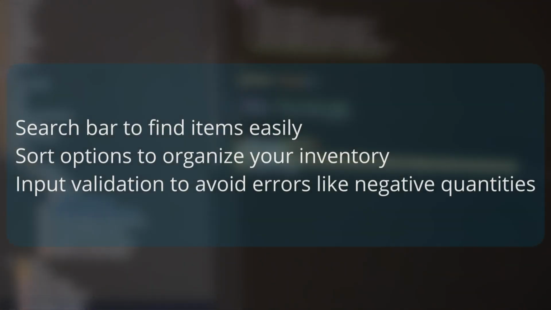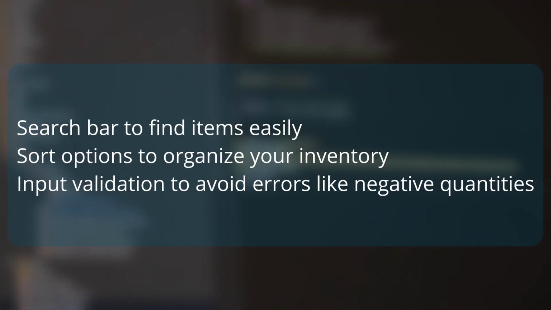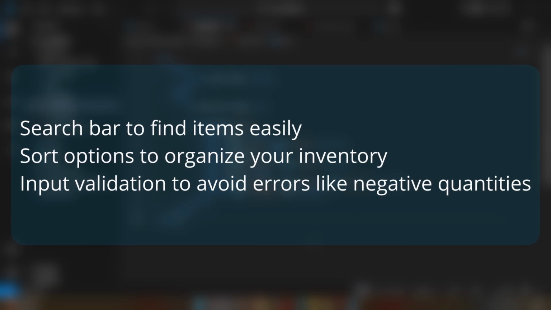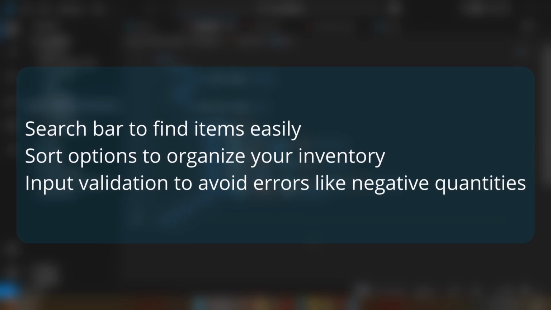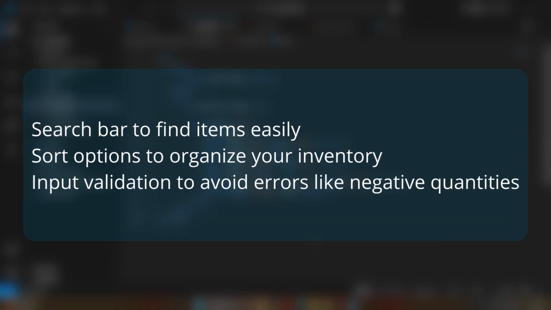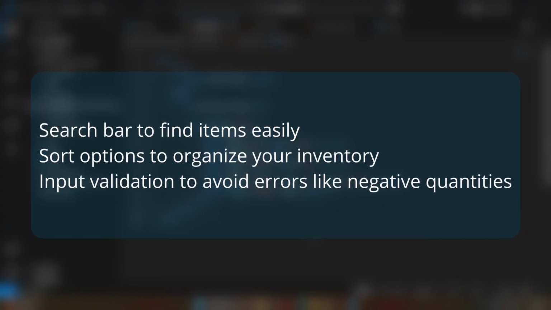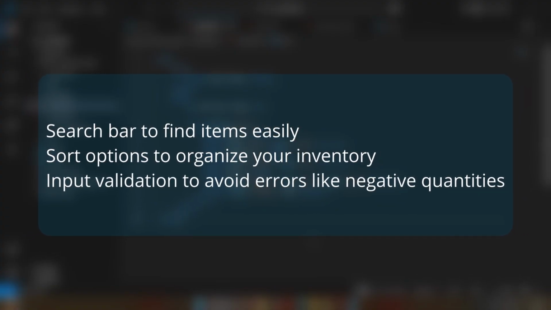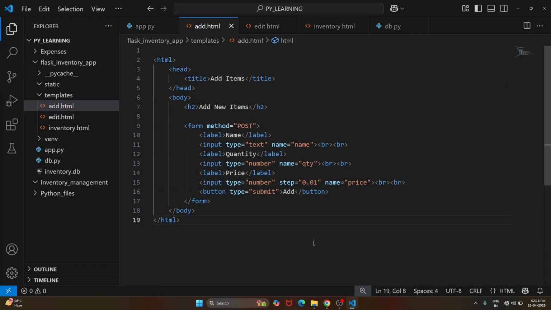In episode 2, we built full CRUD functionalities for our inventory management app. Today in episode 3, we will enhance it with features like a search bar to find items easily, a sort option to organize your inventory, and input validation to avoid errors like negative quantities and empty fields. These small upgrades will make our app feel polished and user-friendly.